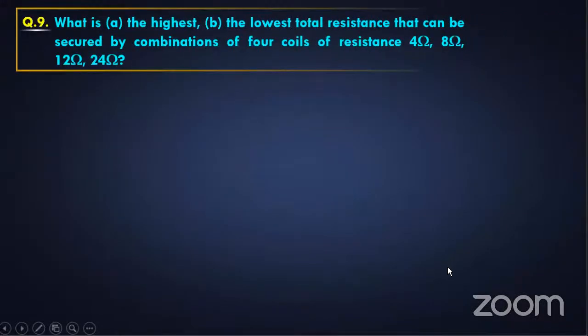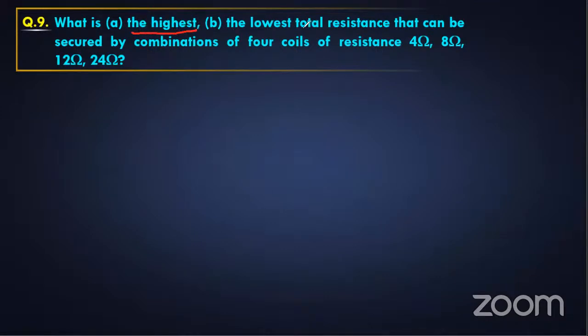Yeah, last question, and after this I will stop the class. What are the highest and the lowest total resistance by combination of the 4 resistors: 4 ohm, 8 ohm, 12 ohm and 24 ohm? What are the two possible ways to get highest? Highest is 48 ohms. In what type of combination? I think series combination.